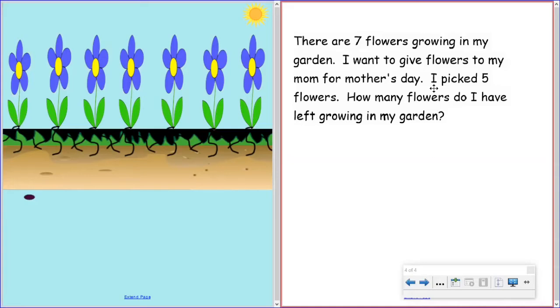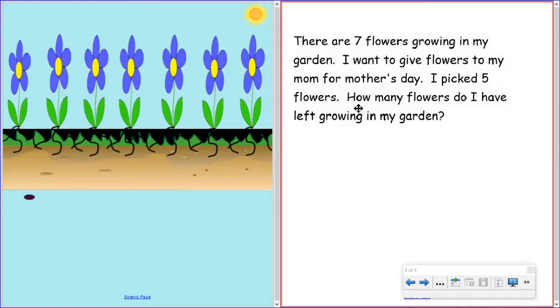The next sentence says, I picked 5 flowers. What did I do? I was picking flowers. How many did I pick? 5. And remember, when I pick flowers, I'm taking them out of the garden. In my mind, I can see myself bending over and picking 1, 2, 3, 4, 5 flowers.